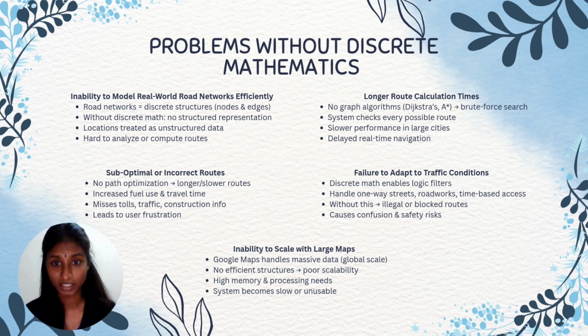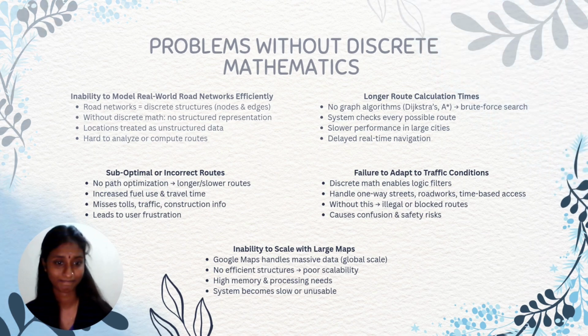Without graph-based structures and efficient algorithms, Google Maps wouldn't be able to handle large-scale maps. It processes entire countries' road networks. Without discrete math, memory and processing would become overloaded, making the system crash or respond too slowly.